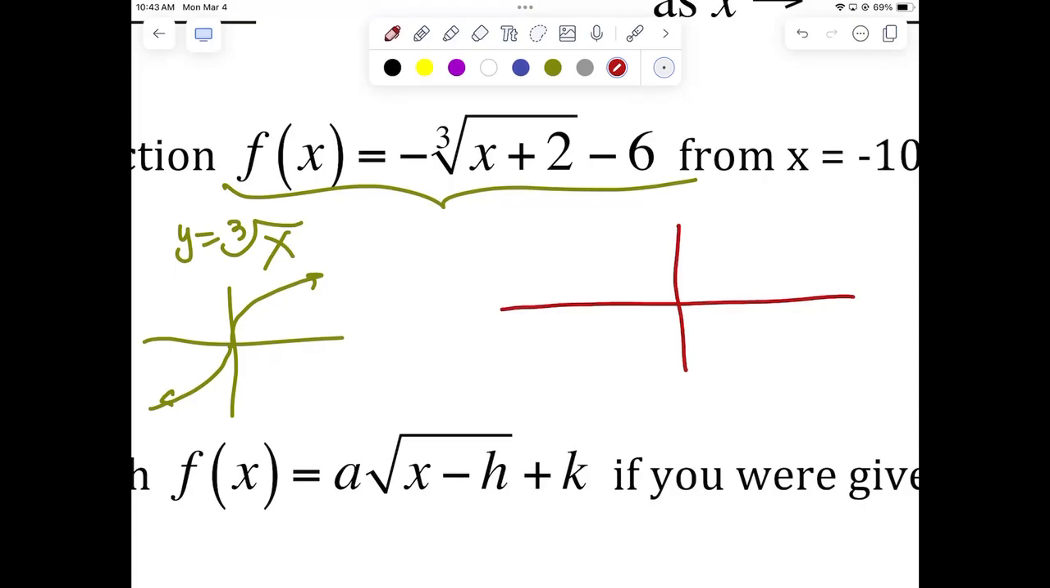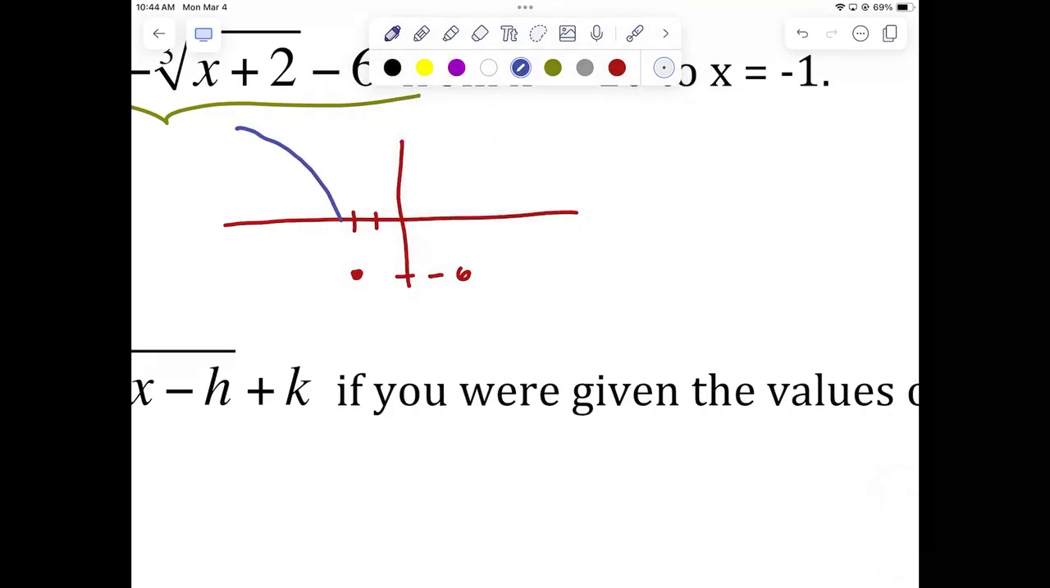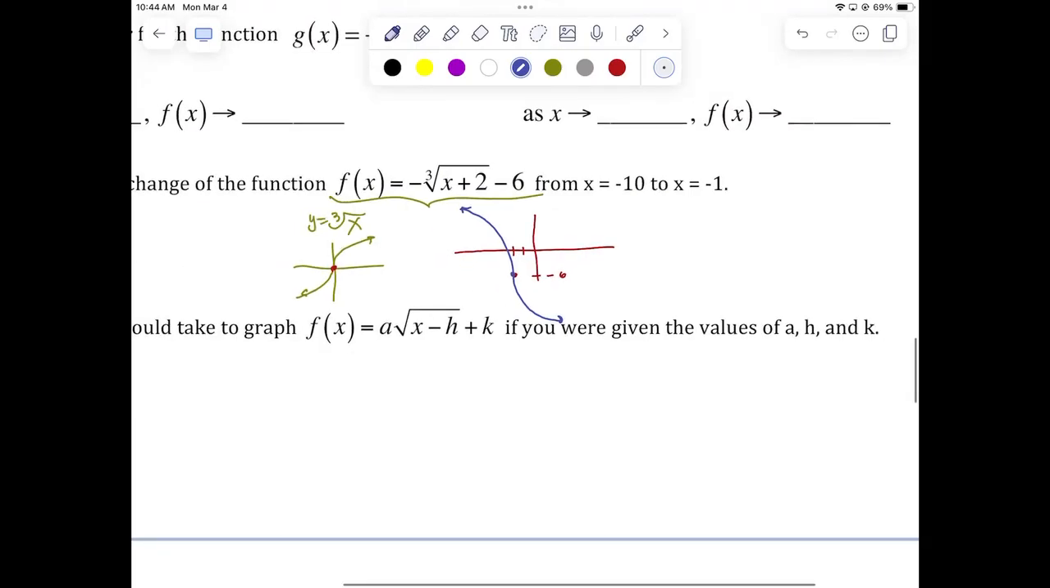And where is the vertex? Where is the point of symmetry or the inflection point? Where did it go to? -2, -6, right? -2, -6. So now all I got to do to draw the graph is draw it decreasing to that point and then decreasing beyond that point. So there's a new function. That's all we had to do.